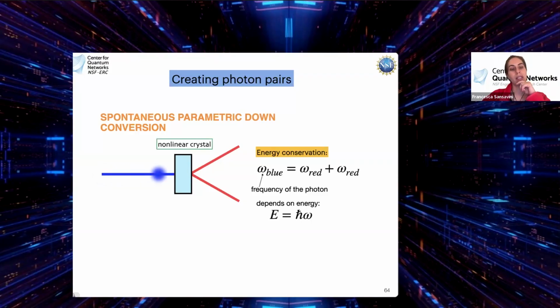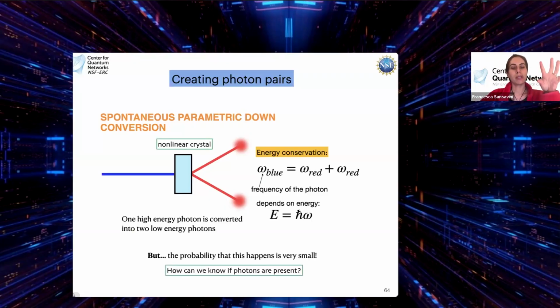So what happens is that, with a very small probability, this blue photon, this pump photon, will be down converted into two red photons in this case. We call it down conversion because the energy of the two generated photons is lower than the energy of the parent photon. And this is because we still have to, of course, satisfy energy conservation. So the energy of one blue photon is equivalent to the energy of two red photons in this case. And this is why we call it down conversion.